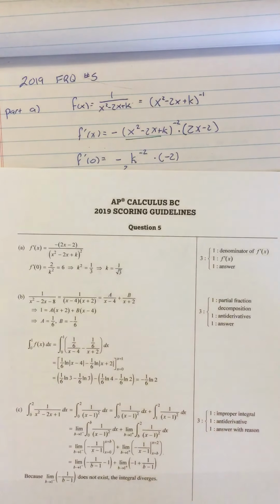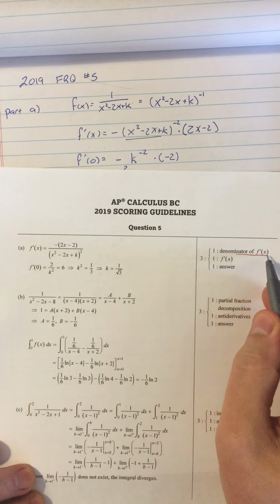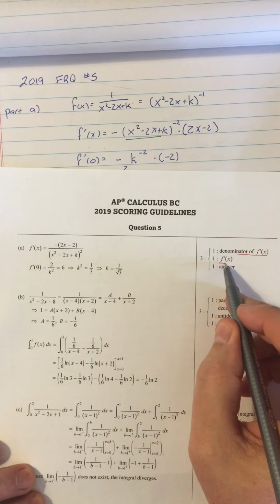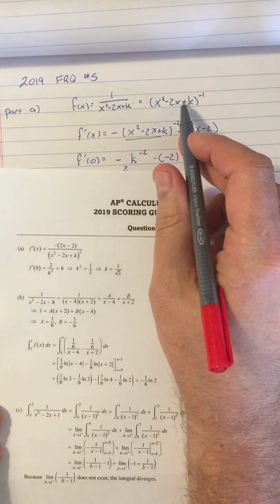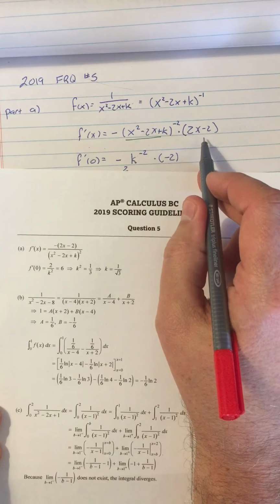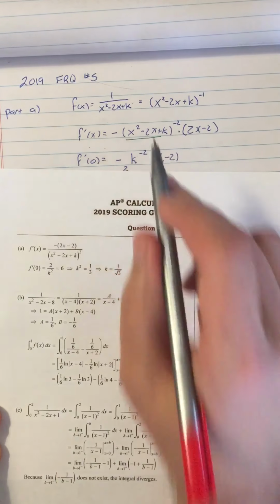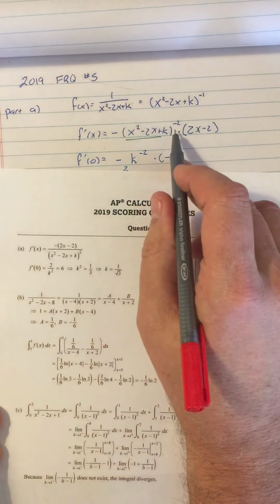So now we're going to look at the points on number 5. So for part A, I see that we get 1 point for the denominator of f prime and another point for getting all of f prime. So basically what this means is that if I did the first step of the derivative, but I forgot the chain rule, because this is really a denominator if you see how they wrote it, right? It's 1 over x squared, that is the negative 2 power.